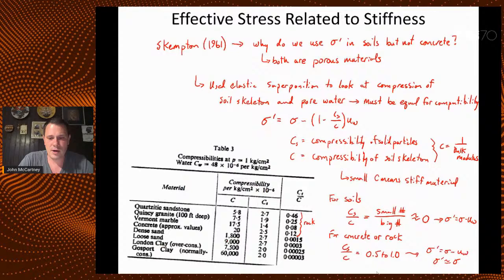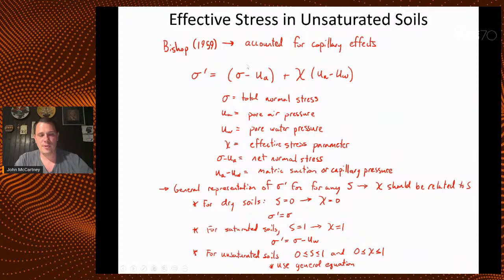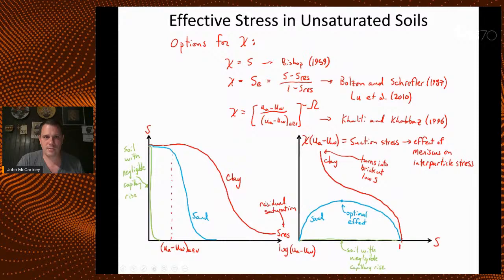So we look at both the area effects as well as effective stress related to stiffness. So we use Skempton's paper in the course. And then we bring that along to talk about Bishop's equation and talk about how effective stress is going to vary with degree of saturation. And we talk about how the soil water retention curve can be linked with the effective stress through this value of chi, the effective stress parameter in Bishop's equation.